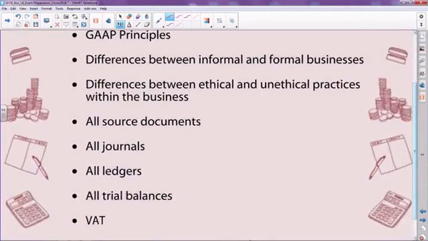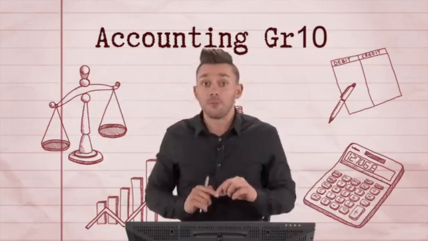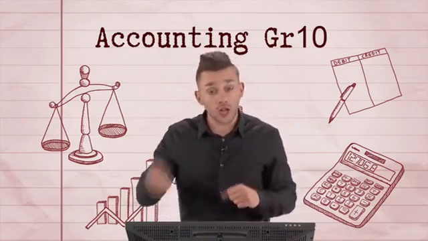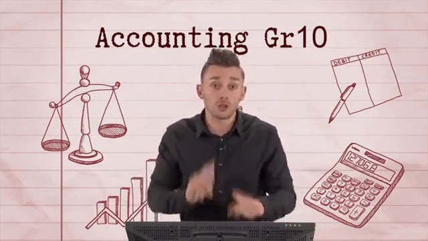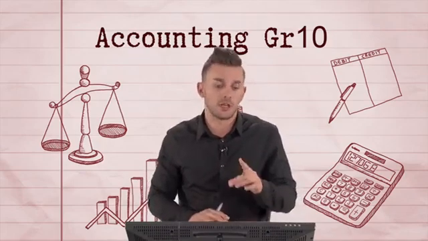You also need to know what is the difference between ethical and unethical practices within a business. You know what's good, you know what's right. Remember, that is ethical. When you are doing something underhanded, when you are bribing, when you're committing fraud, when you're hiding money, when you are trying to hide a bit of money from SARS, all those things, that is unethical, and that can be charged, and you can go to jail, you can pay penalties or fines. So know the differences between ethical and unethical practices within a business.